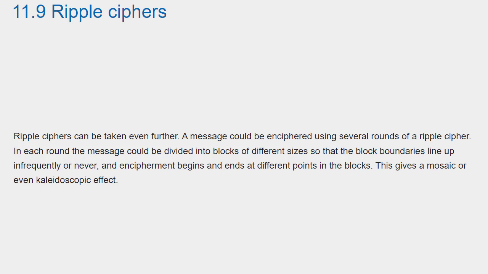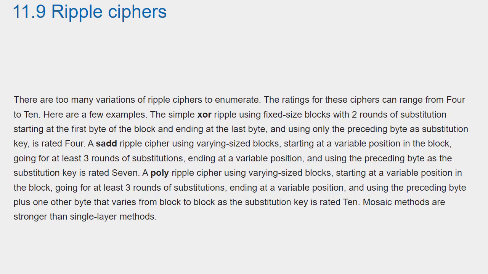Ripple ciphers can be taken even further. A message could be enciphered using several rounds of a ripple cipher. In each round, the message could be divided into blocks of different sizes, so that the block boundaries line up infrequently or never, and encipherment begins and ends at different points in the blocks. This gives a mosaic or even kaleidoscopic effect. There are too many variations of ripple ciphers to enumerate. The ratings for these ciphers can range from 4 to 10. Here are a few examples.